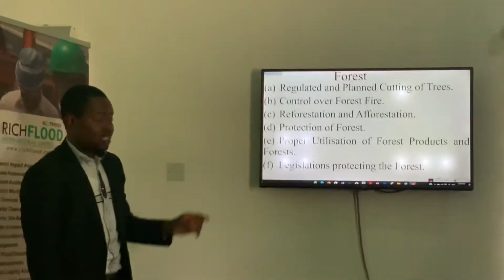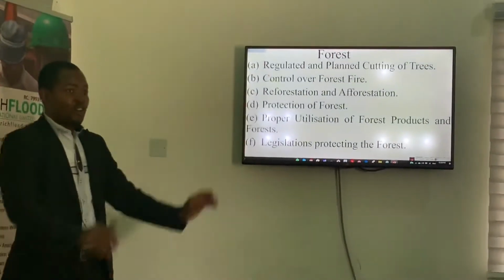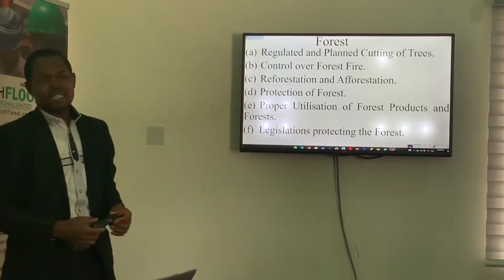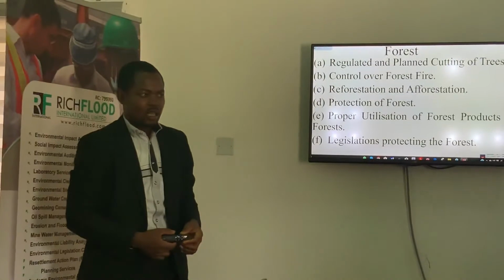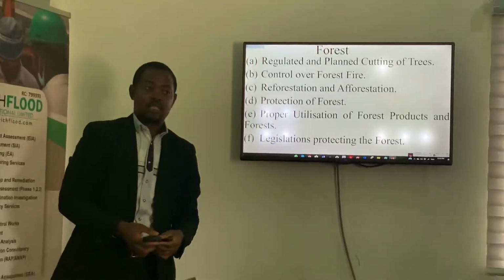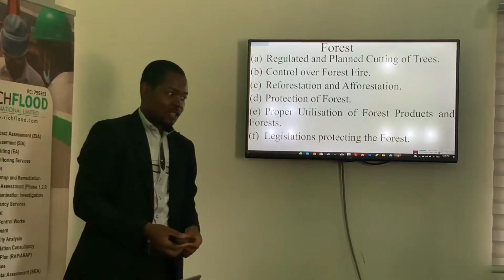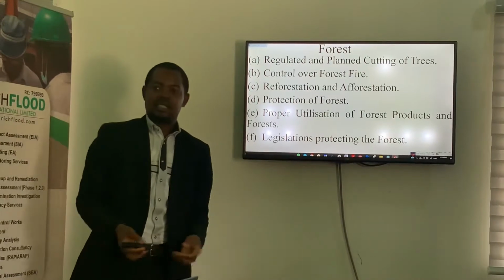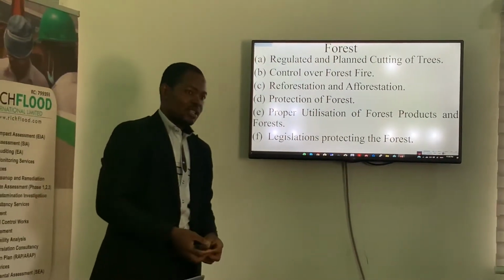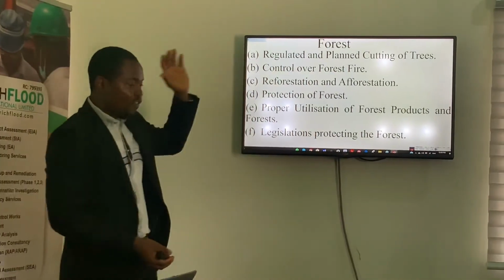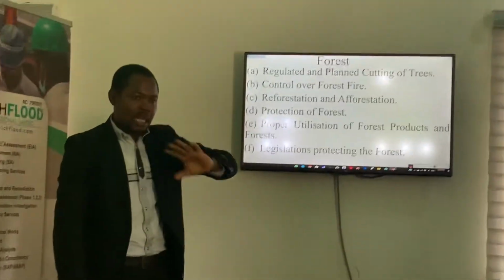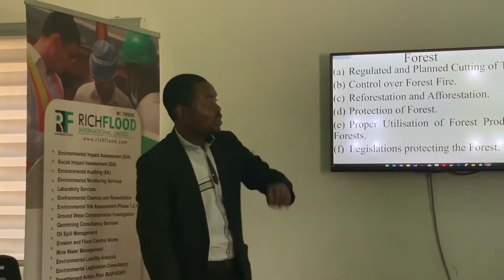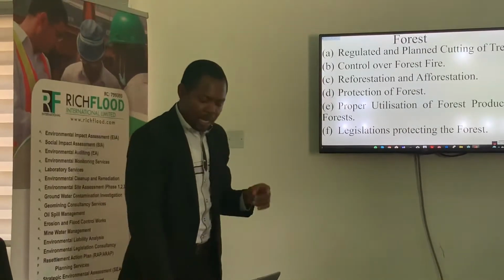Now let's go to the next, which is the forests, the vegetation. Now you have regulated and planned cutting of trees. If we look at the present happenings, the human population is fast increasing. And for that reason, new towns are created. And how are they created? They are not created from the skies. They are not created on the water. They are created on land. And for that, a lot of forests have been encroached into. Trees have been felled at random, with reckless abandon. So there must be regulated and planned cutting of trees, control over forest fires.